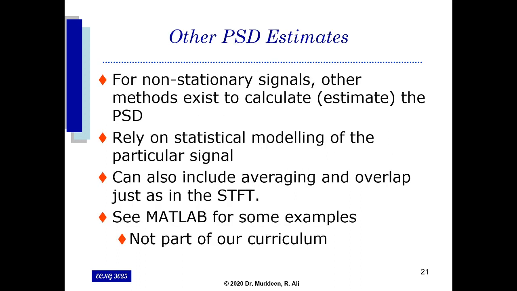For non-stationary signals, there are other methods to calculate or estimate the power spectral density, and they tend to rely on statistical modeling or stochastics in order to do this. The windowing techniques we saw for the short-time Fourier transform also apply here. MATLAB in particular has some examples in their help documentation, as well as online resources, as to how power spectral density is performed. So that brings us to the end of our spectral analysis lectures.